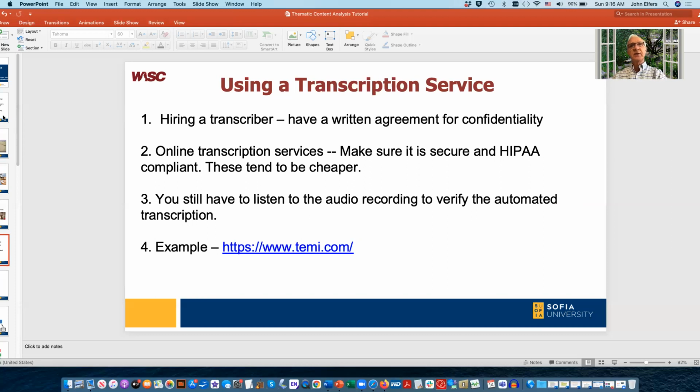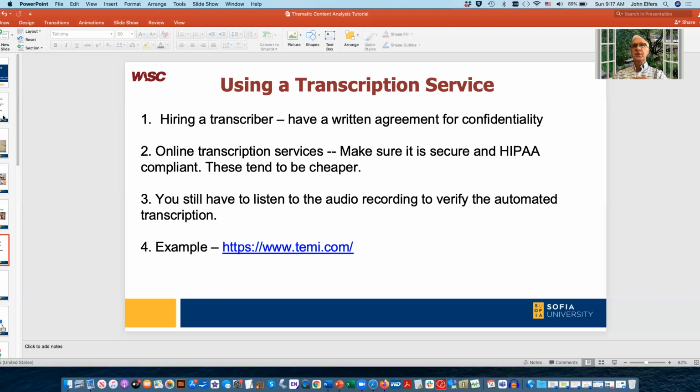If you use an online service, you want to make sure it's secure. It uses a coding process and indicates that it's HIPAA compliant. Online transcription services tend to be cheaper than other services. But regardless, I want to be very clear that if you use an online transcription service, you still have to listen to the audio recording and review that transcription to make sure that it's accurate.